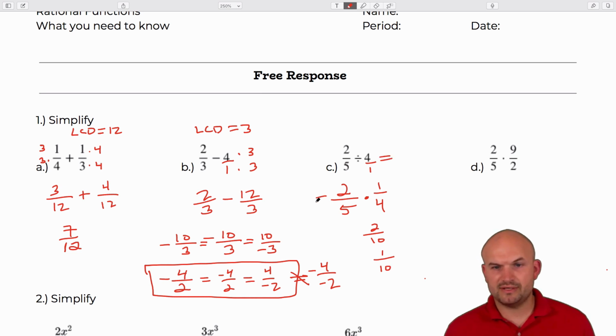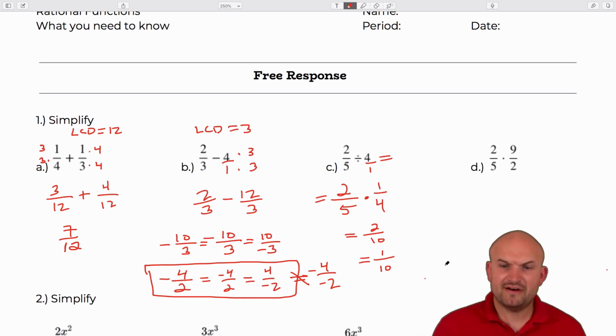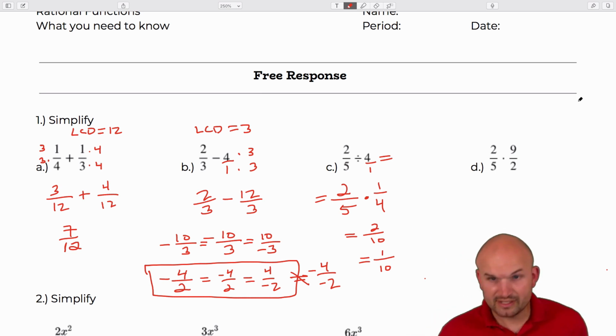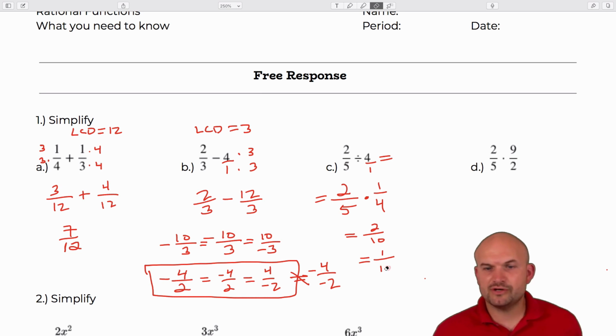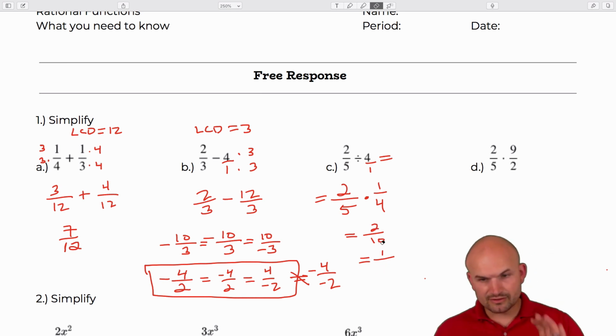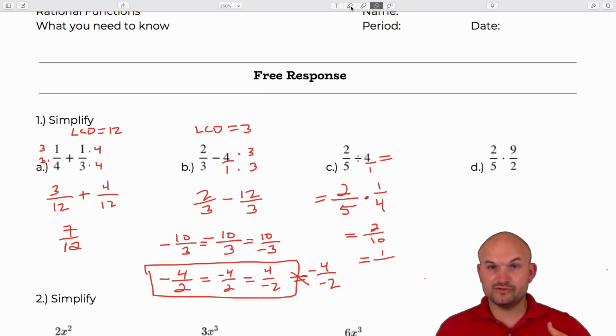So I can put some equal signs here so you can follow my work. Oh, that's not 1/10, that's going to be 1/5. Make sure when you're reducing 2/10, 2 divides into the numerator 1 time and 2 divides into the denominator 5 times. So that reduces down to 1/5.